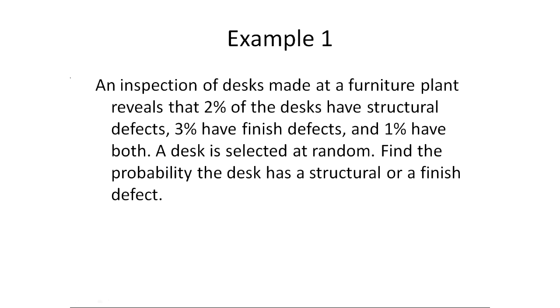So in this first example, a lot of the work is done for us. It's really just arranging the information that we have. So it tells us an inspection of desks made at a furniture plant reveals that 2% have structural defects. So I'm going to write that down. So the probability of structural defects is equal to 0.02. And 3% have finished defects. So the probability of finished defects is equal to 0.03.